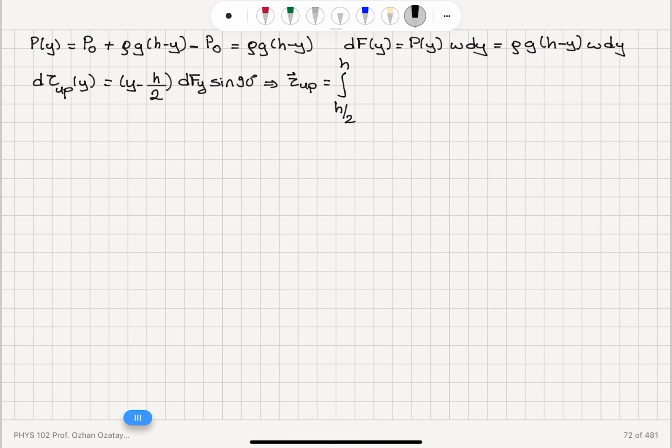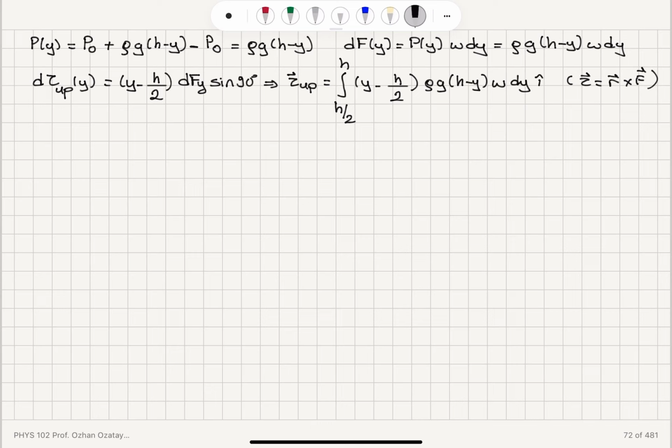It's the perpendicular distance y minus h over 2 multiplied with the force rho g (h minus y), pressure multiplied with the area w dy, and with the right hand rule I have found that it is in r hat direction. So remember, torque is r cross F. Okay, so let's start taking this integral.